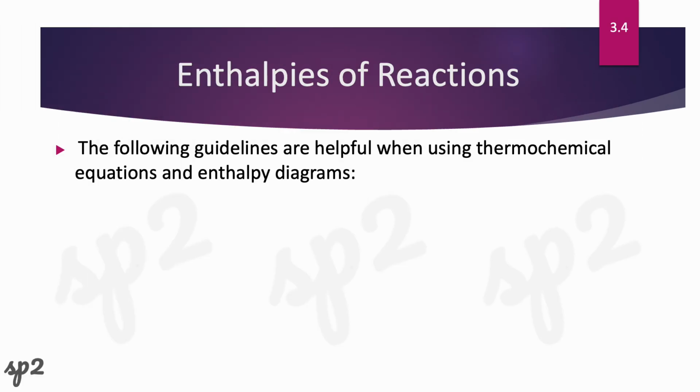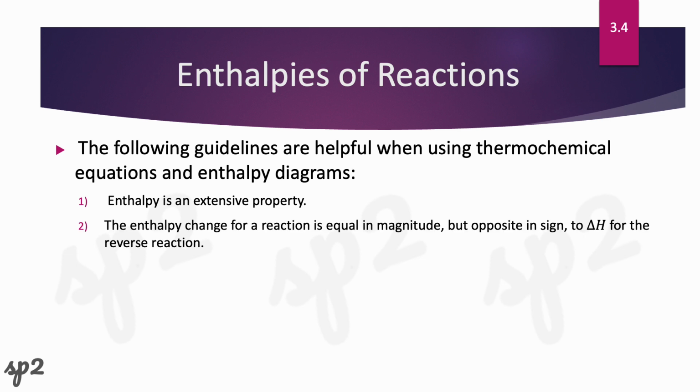Okay, now that we know what the enthalpy of reaction is, I'm going to give a little bit more detail about properties or maybe a guideline, so that we can understand the thermochemical equations or even the enthalpy diagrams better. Okay, so the first thing is the enthalpy is an extensive property. So what does that mean? It means that if I give you a reaction and you also have the delta H for that, right? If you double that reaction, you need to double your delta H. You always need to scale your delta H with respect to your reaction.